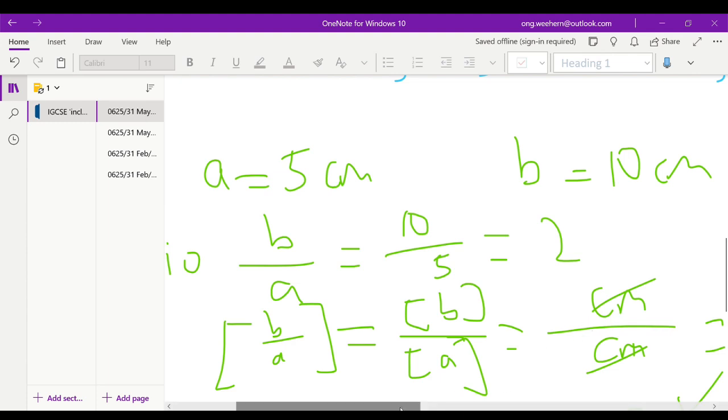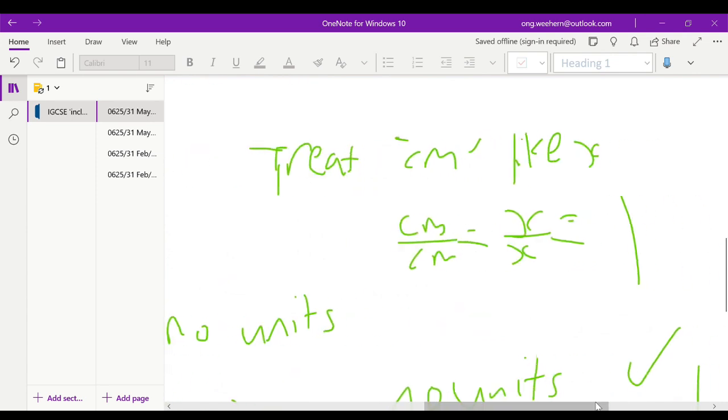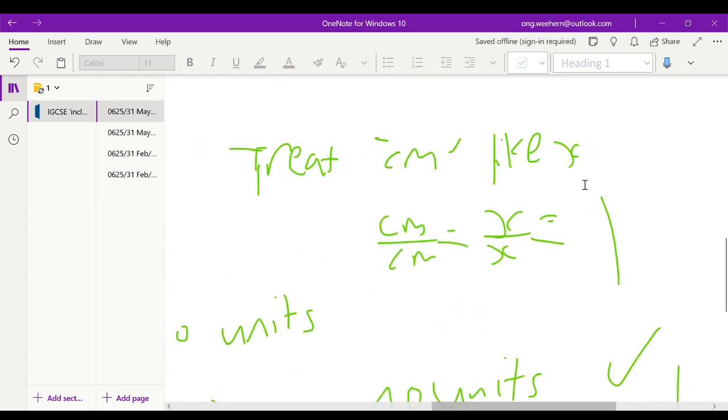Okay, so it's not like B over A, where the ratio 10 divided by 5 gives you 2 cm. This is a very big mistake. The unit in this case is not the same when you undergo multiplication or division. Treat the cm like x, like how you simplify algebraic fractions.